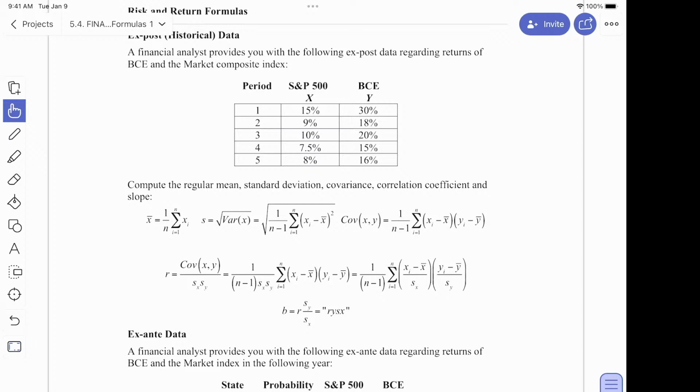So this is where I'm going back to your calculator. If you have R in your calculator, and you have SX in your calculator, and you have SY in your calculator, can you find covariance?